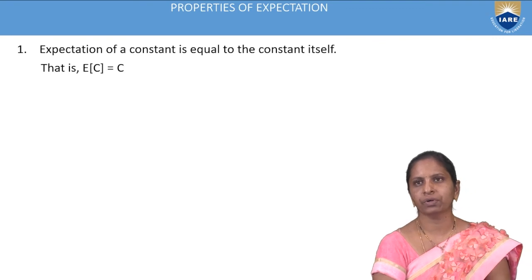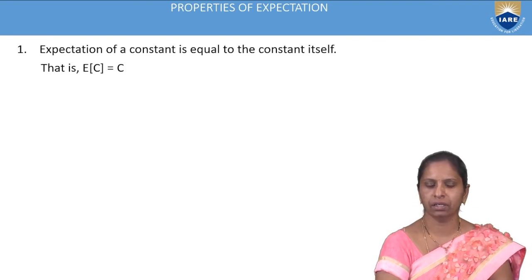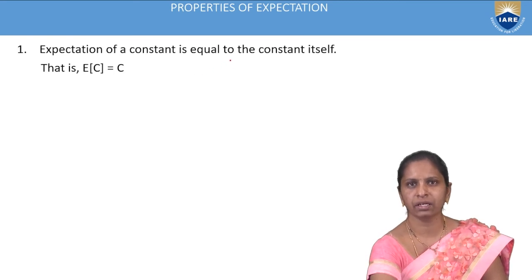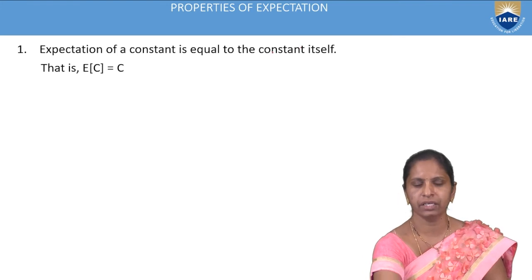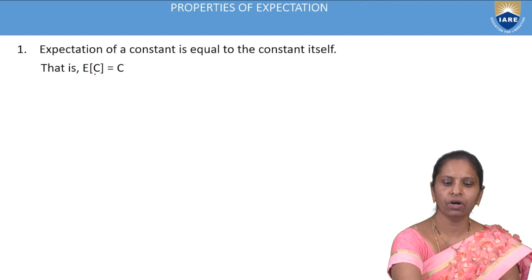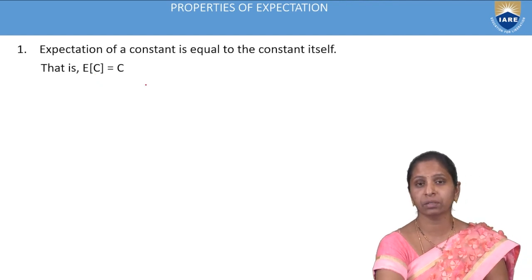Let us see the properties of expectation. The first property is that the expectation of a constant is equal to the constant itself. That is, for example, if c is any constant, then E of c is equal to what? c. What does it mean? Here expectation is nothing but the average or the mean.